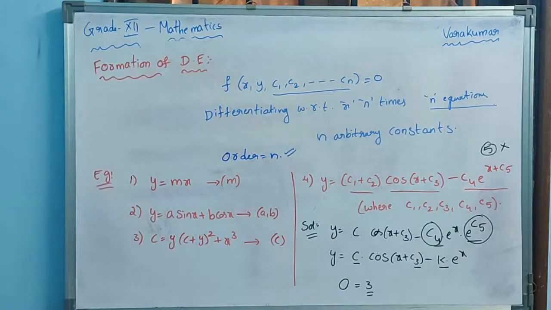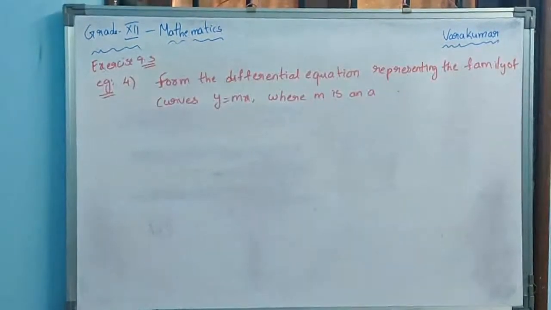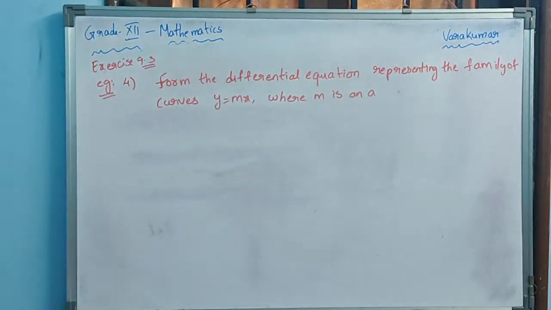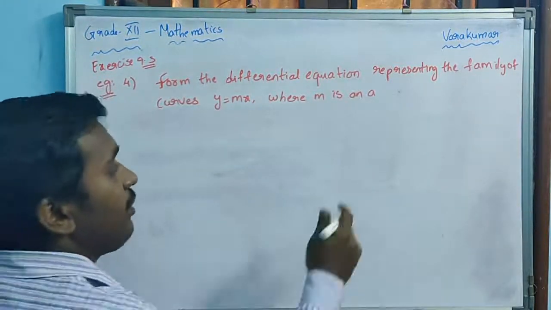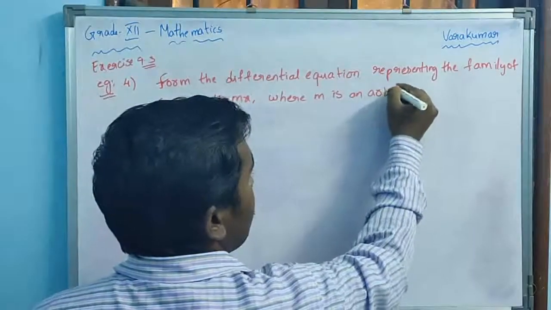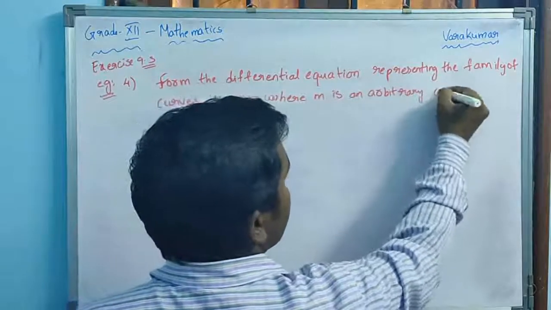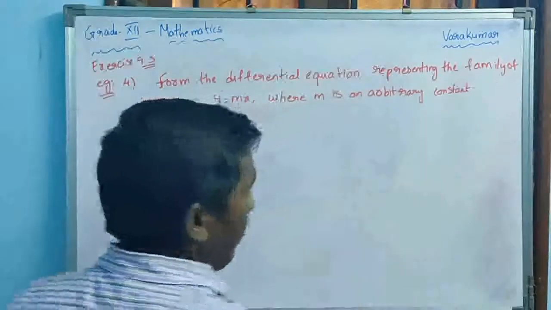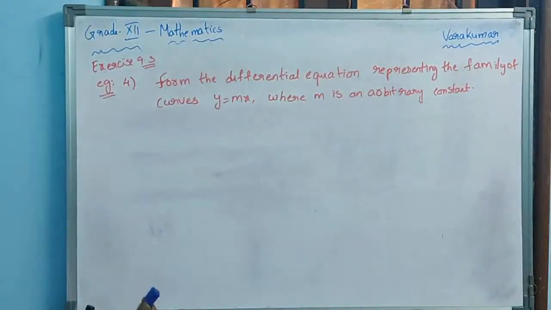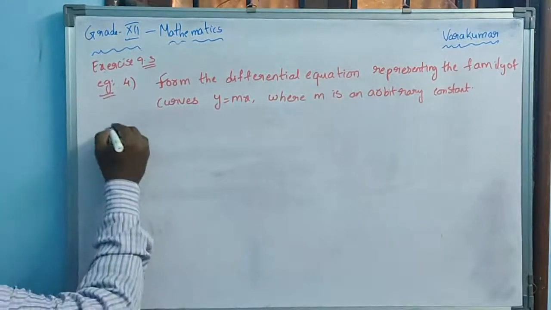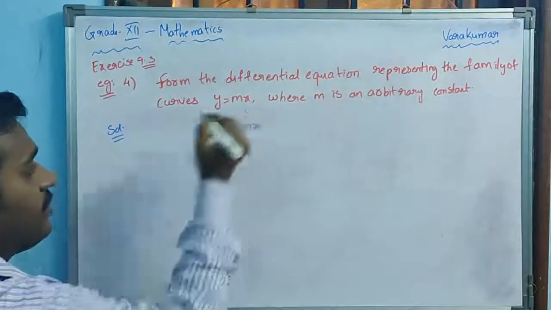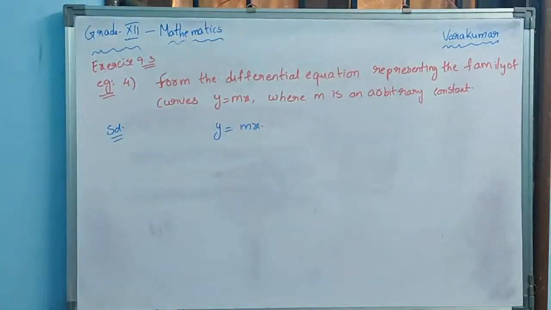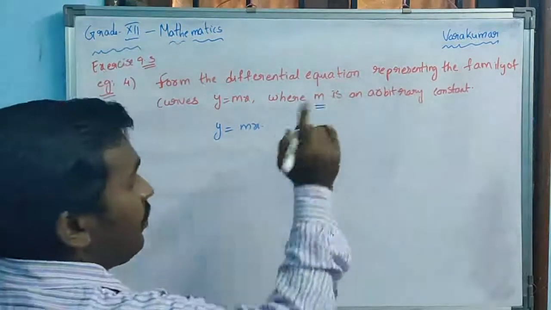Let us solve some more problems on this. This is exercise 9.3, example 4. Form the differential equation representing the family of curves y is equal to mx, where m is an arbitrary constant. Okay, fine. Here y is equal to mx is the given equation or general solution. According to the question, how many arbitrary constants are present? One arbitrary constant.